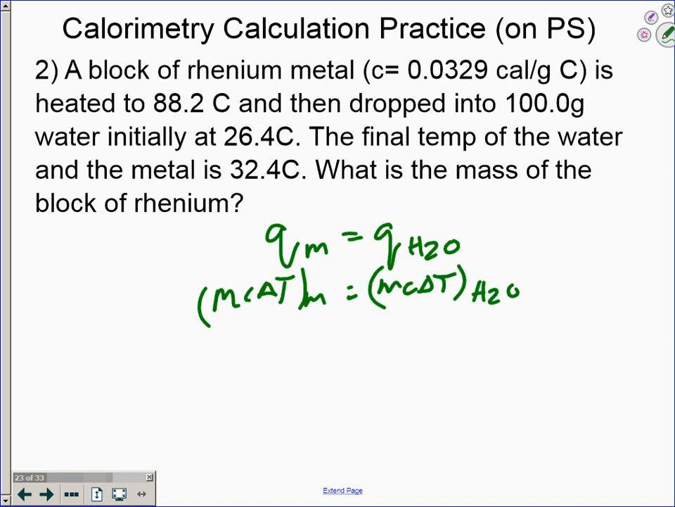Who is losing energy according to the way this is phrased? Who's releasing energy? The metal is dropping from what to what? 88 degrees Celsius to 32. Certainly it's going to be releasing energy, so this will be the negative side. Solve for m. Okay, I will do this later. I just want to make sure you can problem solve and get it set up. Okay, moving on, because this is on your problem set and you can practice on your own.